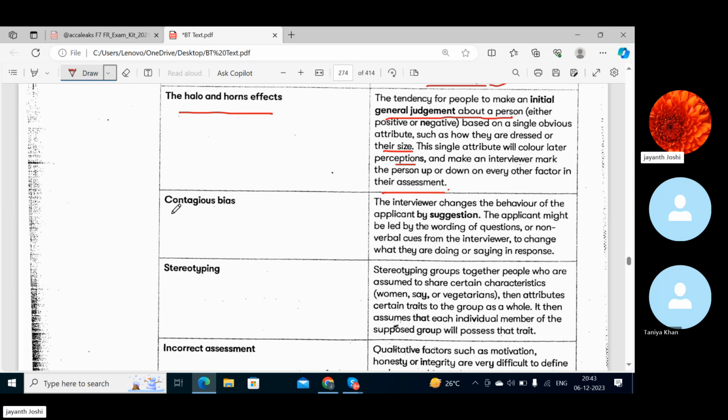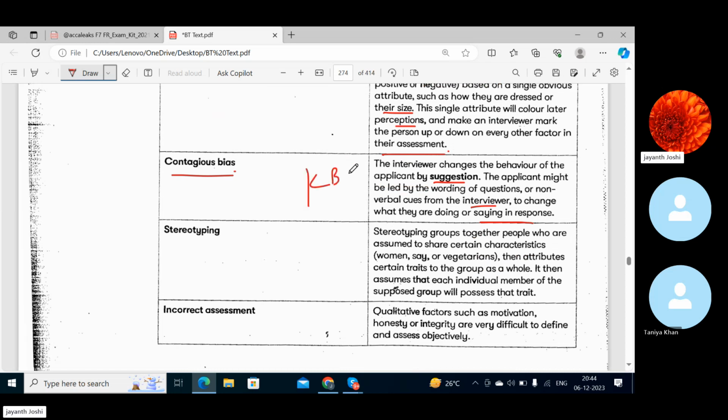Okay. Contagious bias. The interviewer changes the behavior of the applicant by suggestion. The applicant might be led by the wording of questions or non-verbal cues from the interviewer to change what they are doing or saying in response. Many times you see KBC, the host of the show gives a lot of hints to the contestant, right? And they change their behavior or their decisions at times because of the host's hints and gestures.